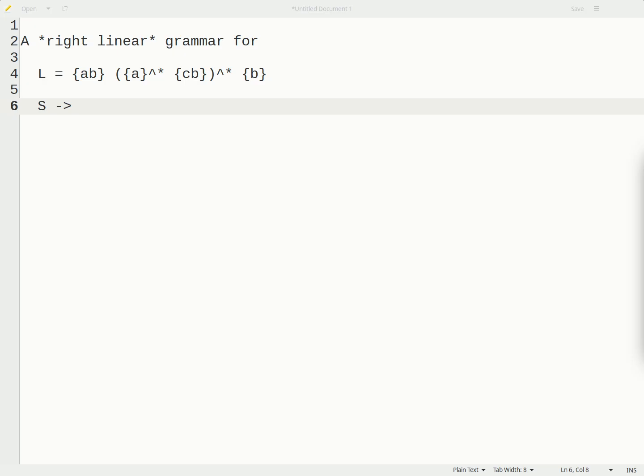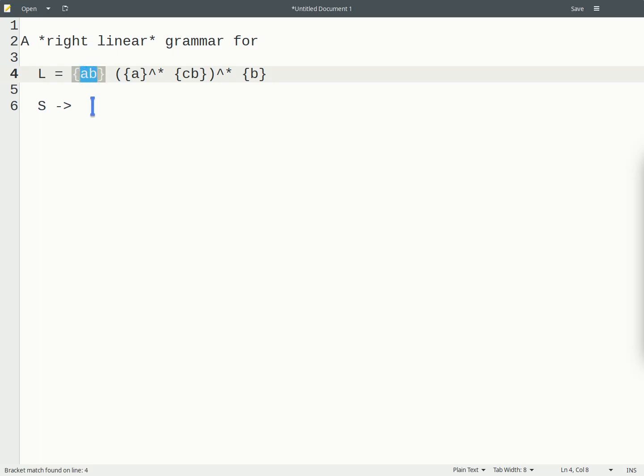We want to have a right linear grammar, so that means we have to generate the words in this language from left to right. Every word starts with ab. So from the starting variable S, we can immediately generate ab, and we switch to a new variable T. And now this new variable T is responsible for generating words in this language.